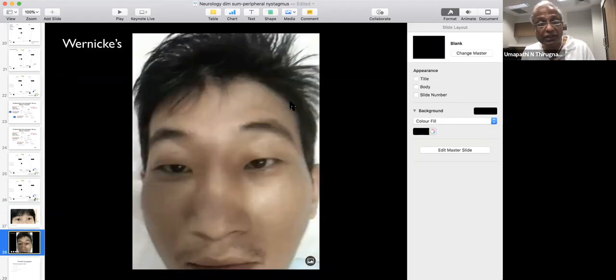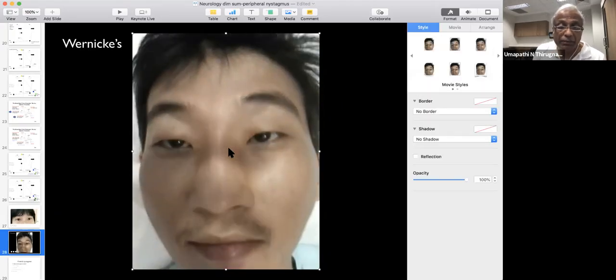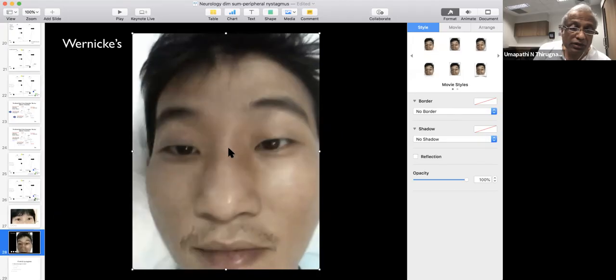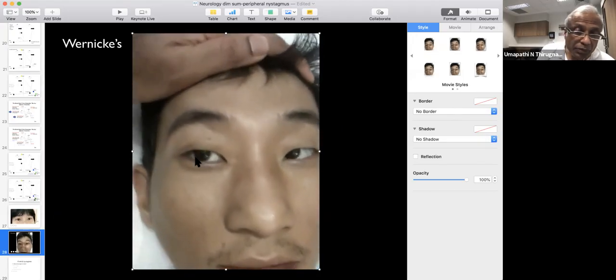This man has, unfortunately, Wernicke's encephalopathy. Again, a very important cause of cerebellar disease. Very easily treated with high doses of IV thiamine, but this one, I think we all missed this diagnosis and he ended up with quite significant damage to his brain. You can see that when he looks to the right, the nystagmus is beating to the right.